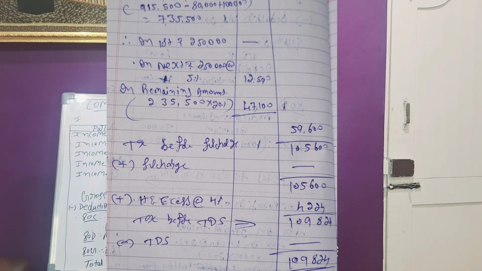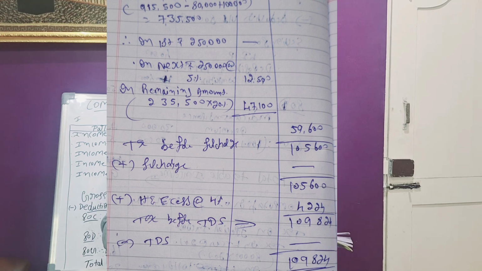This is known as tax before surcharge. 1,05,600. Add surcharge. See, here the total taxable income is not exceeding rupees 50 lakh, so surcharge will be nil. Now again we are going to get the same amount, 1,05,600. This is known as tax before health and education cess. Then add health and education cess at 4%. On 1,05,600 we are going to have 4,224.